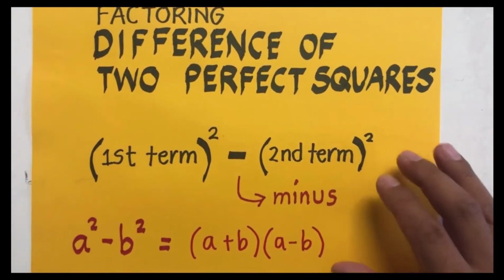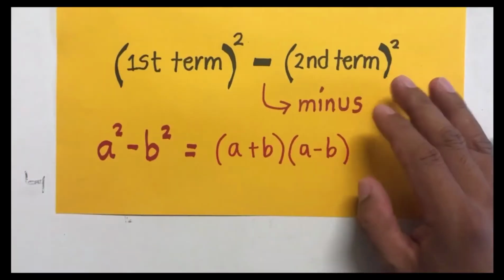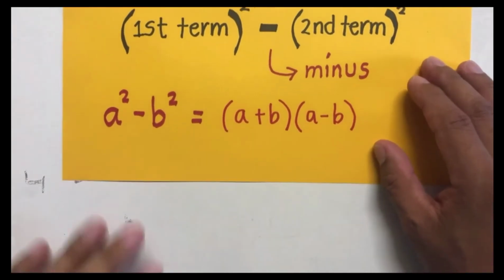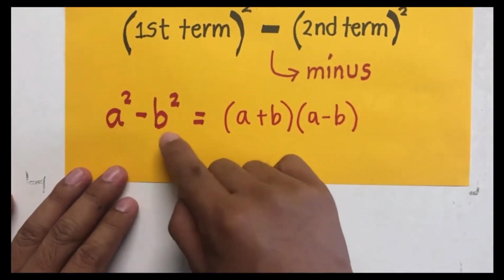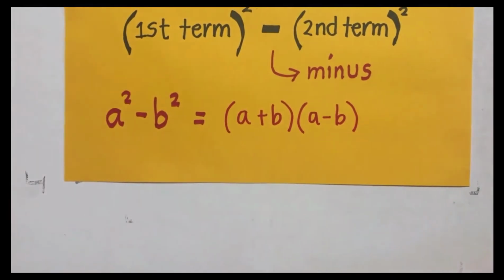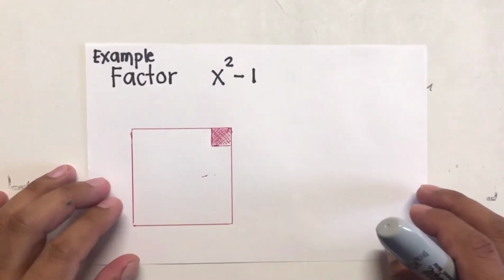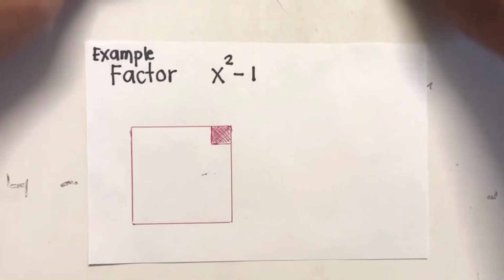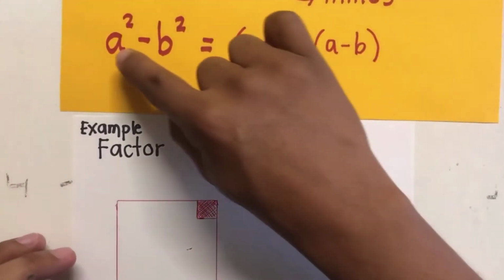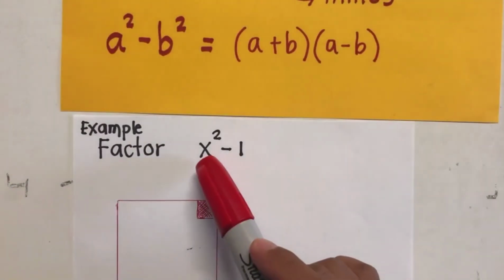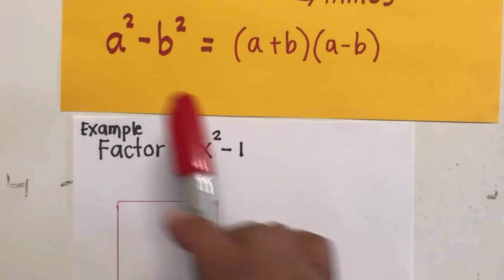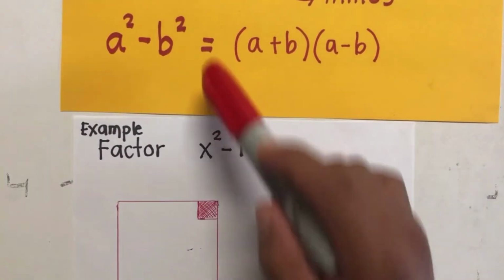But in order to do that, you must be able to recognize that the expression that you are factoring has this form, a squared minus b squared. So let me give some examples. Factor x squared minus 1. So we said the form should be a squared minus b squared. We can see a form like x squared similar to a squared, but we don't see the second one.